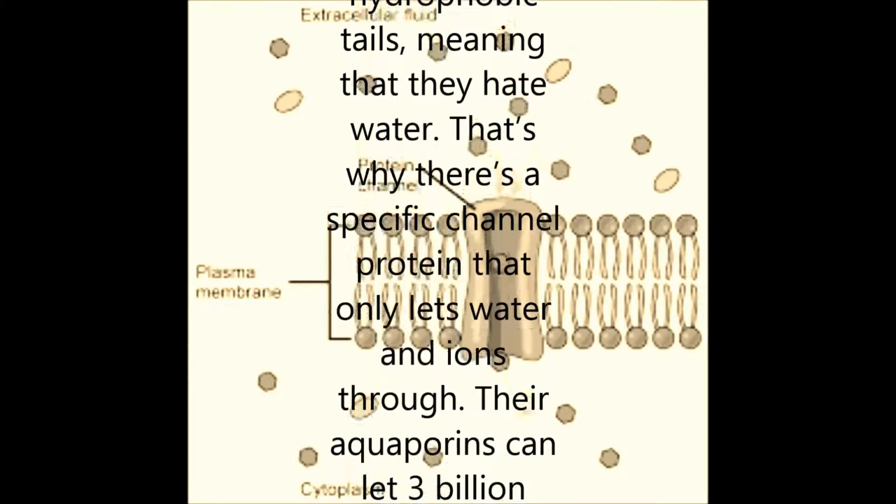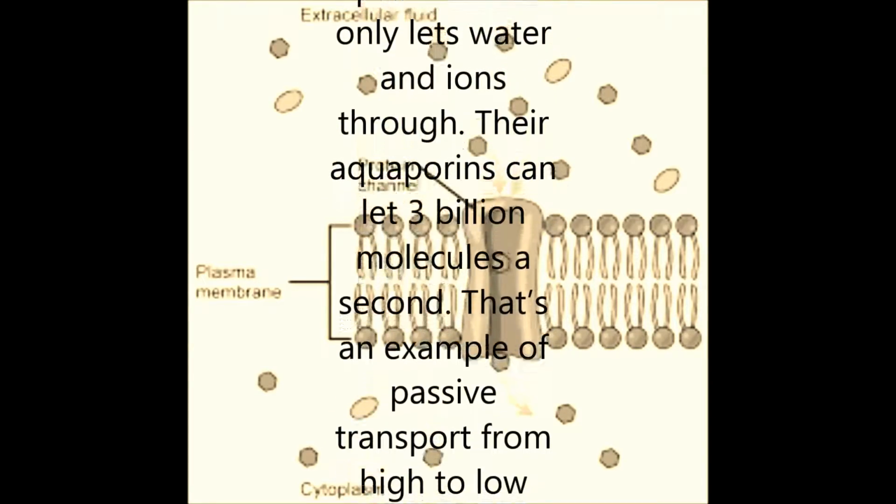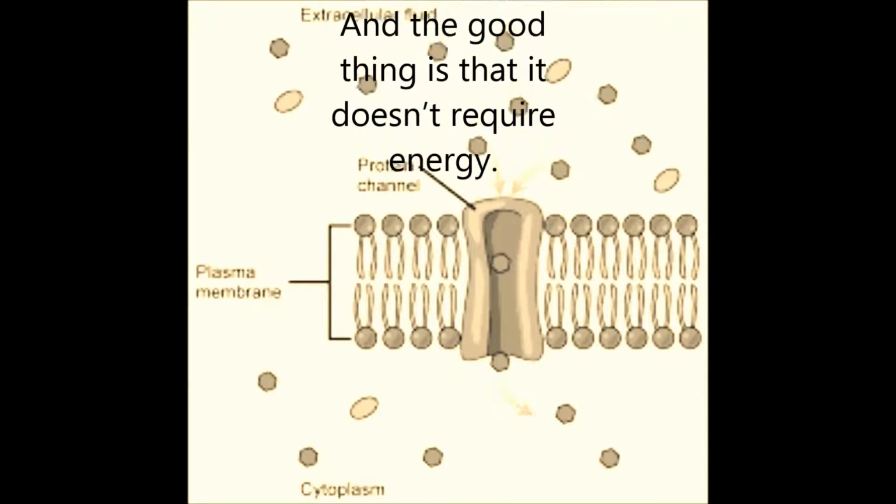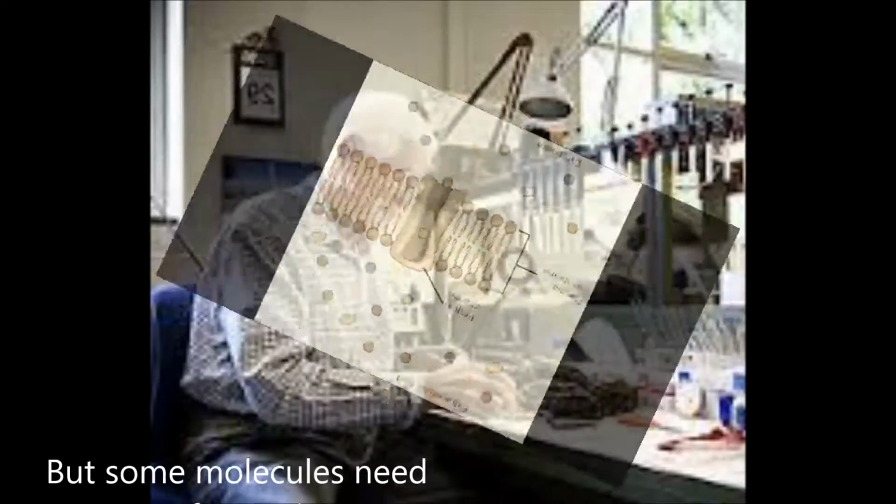That's why there's a specific channel protein that lets only water and ions through. The aquaporins can let through 3 billion molecules a second. That's an example of passive transport, from high to low concentration. And the good thing is that it doesn't require energy.